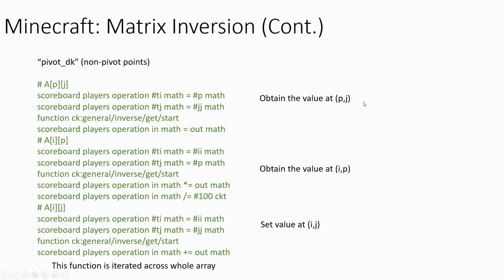Then we do the diagonal. So you get the value at PJ, you get the value at IP, and then you set the value at IJ. And you iterate that across the whole array. So it's going to be double iteration here. This is the only iteration you actually do across the whole array.